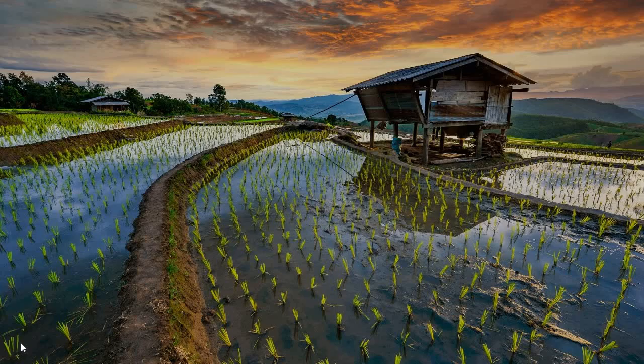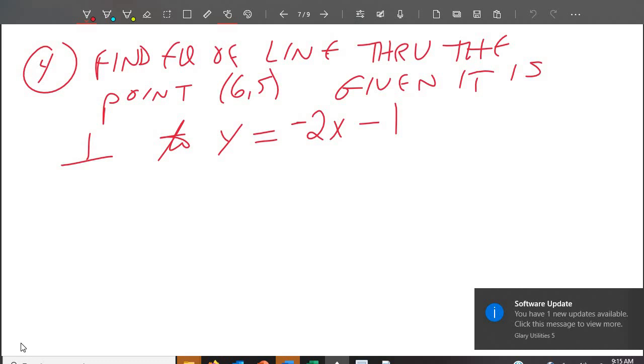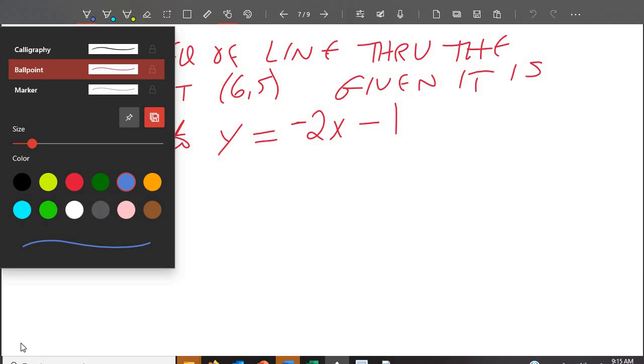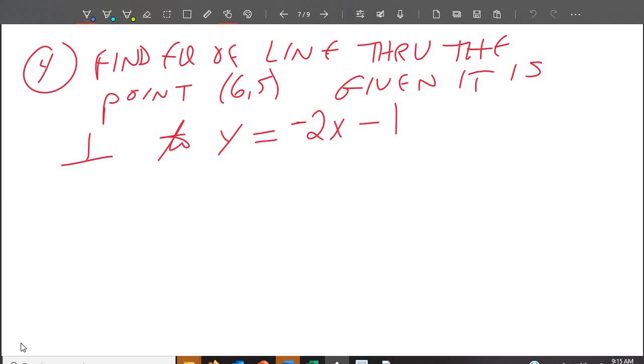Now, let's do some perpendicular lines. Perpendicular lines are the ones that are different. On the perpendicular, you flip the slope and change its sign. So let's just look over here. This is the slope of this equation. I'm told from that equation my slope is -2. So my perpendicular slope, I flip it over and make the sign positive.